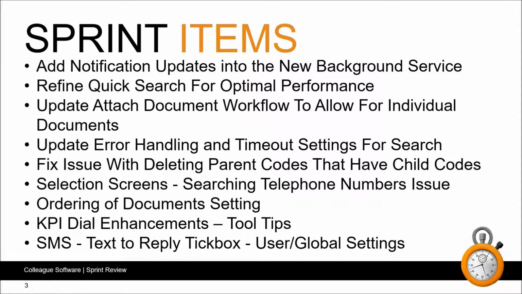We've updated the user overview area, so the KPI dial labels have a tooltip. This will mean that users are able to give a brief overview on the criteria before the dial is shown if it's unclear. And as a minor point, we've added a global setting for the SMS text to reply tick box, so this is a user and global setting.